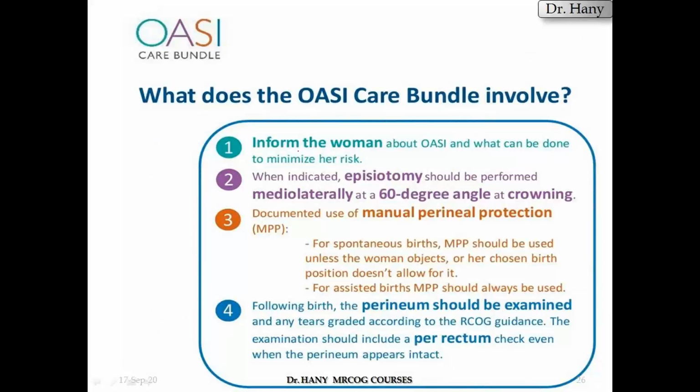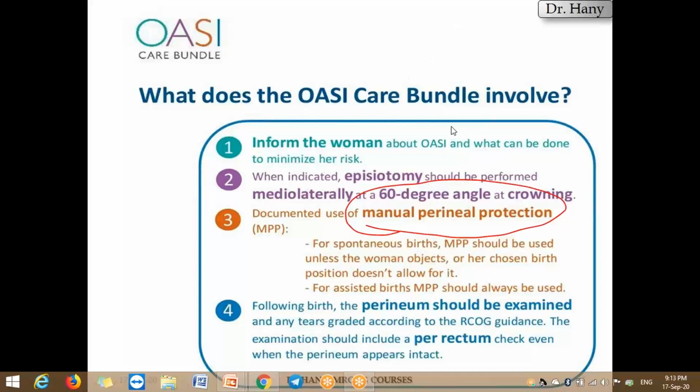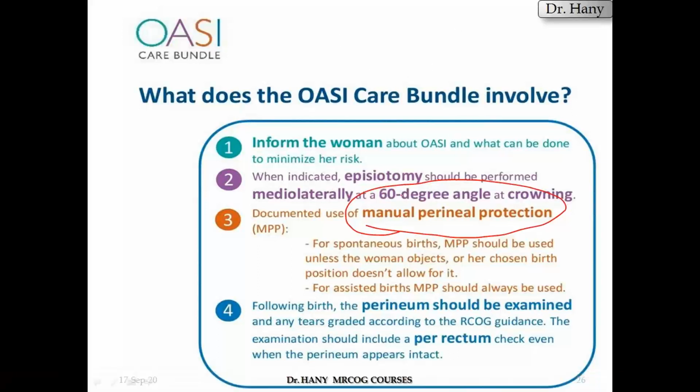To discuss with the woman about perineal tear; to do episiotomy once indicated, and if you need it, it should be at 60 degrees at crowning to avoid tearing or extending the episiotomy into a tear; and a documented manual perineal protection, not hot compress. Manual perineal protection, a hands-on technique, is involved in the OASIS project between the NHS and the RCOG. So you will do manual perineal protection.